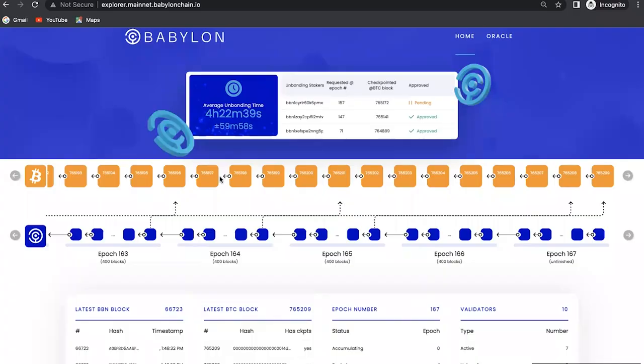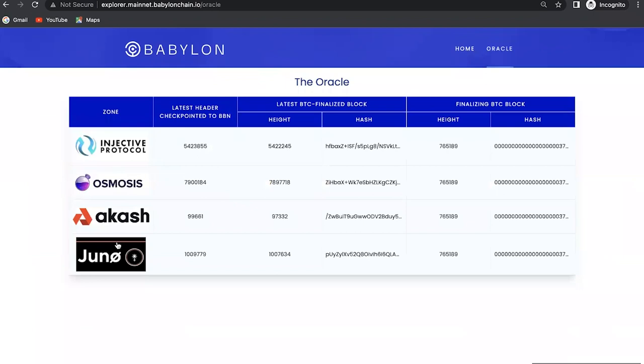And the unbonding right now is applied to the Babylon chain itself. So this is our eat-our-own-dog-food chain. Now, in terms of providing service to others, right now we have four Cosmos chains: Injective, Osmosis, Akash, and Juno. Some of them are pretty big, like Osmosis and Juno, pretty big chains. So they are opening an IBC connection to Babylon.